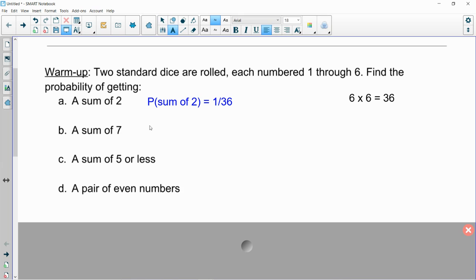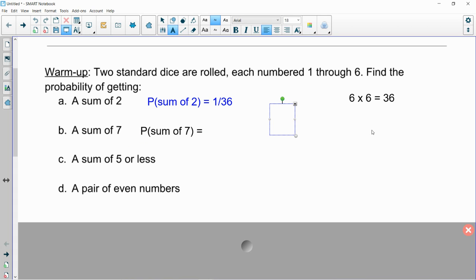All right, how about a sum of 7? So let's see, probability, sum of 7. And again, this is going to be out of 36. So when you're thinking about this, you may want to start to ask yourself, well, how can I arrive at the sum of 7? Let's start to maybe make a little list. So let's go over here.